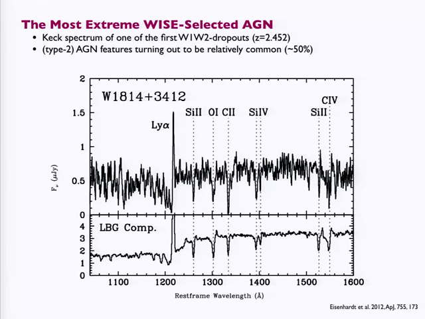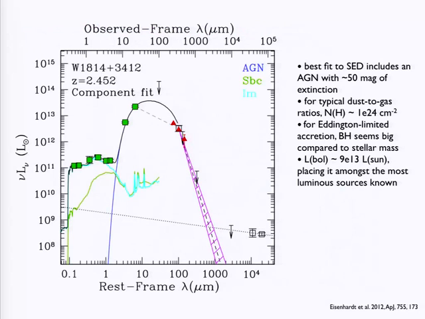AGN features are seen in at least half of them. We're working on a paper that will get into the statistics. We have HST and adaptive optics imaging of about a dozen. They don't seem to be lensed. We do the spectral energy distribution analysis of them, and essentially, our best fit is that you have this extremely luminous AGN, extremely extincted for the 1814 object. We have to stick 50 magnitudes of extinction on top of this luminous AGN.